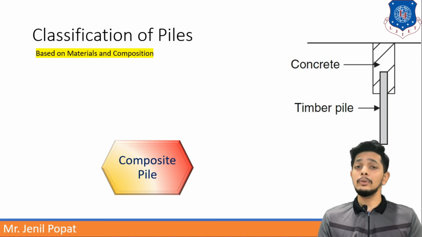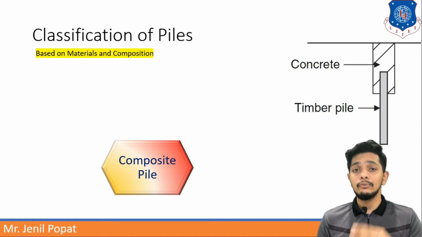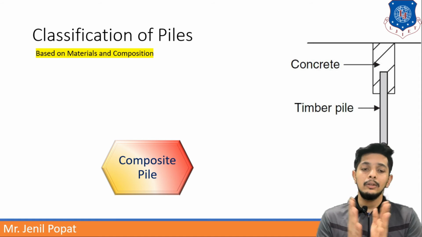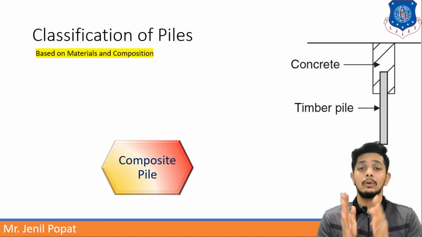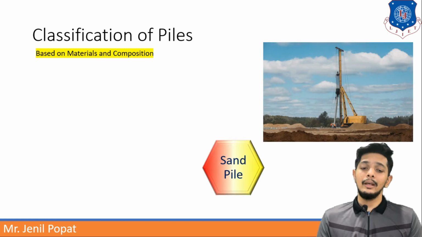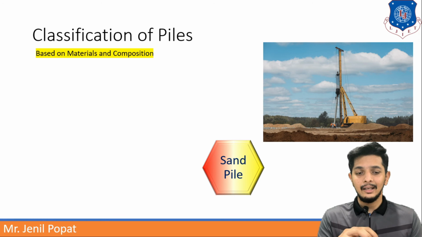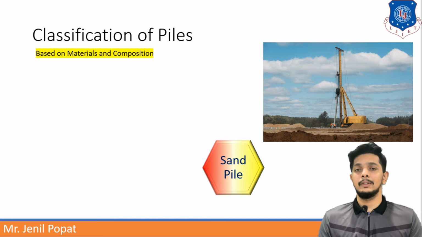Composite pile. Composite pile is very emerging because they are made up of two materials. Here you can see two materials, concrete and timber. So a pile is of timber but it is layered by concrete. So it will get strength from concrete as well as timber both. And sand pile. Sand piles are generally made up of sand but they are inserted like a cast in situ structure, not a precast one.